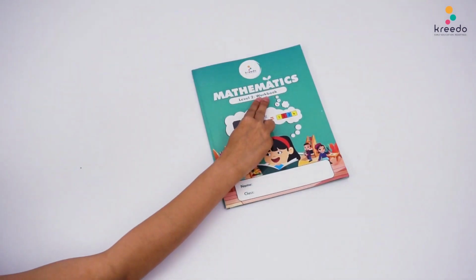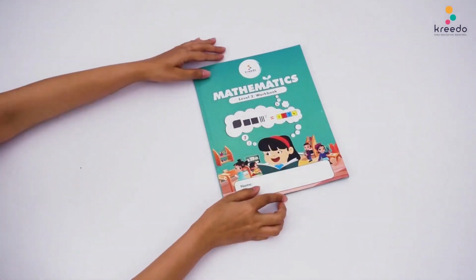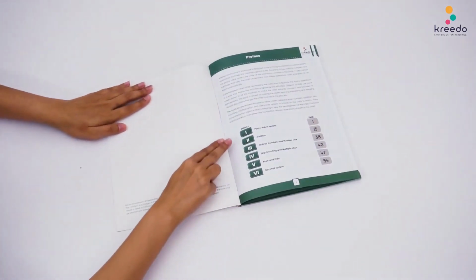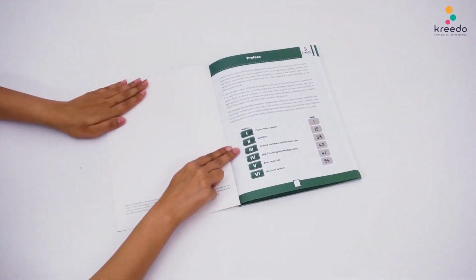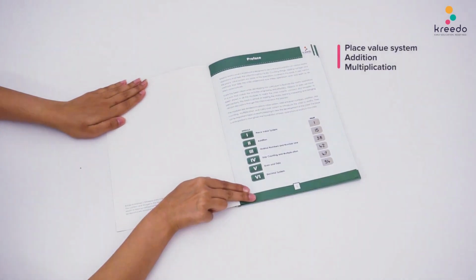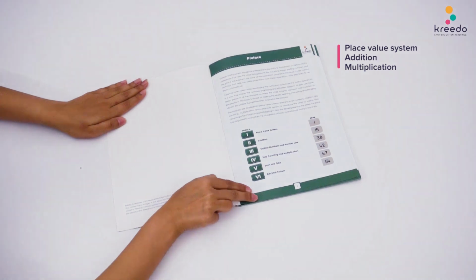Mathematics workbook for level 2. This workbook will present concepts like place value system, addition, multiplication, and more with the help of many text sheets and worksheets.